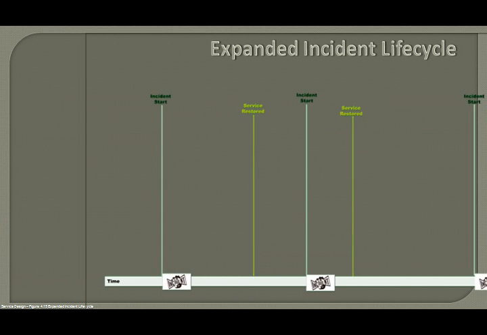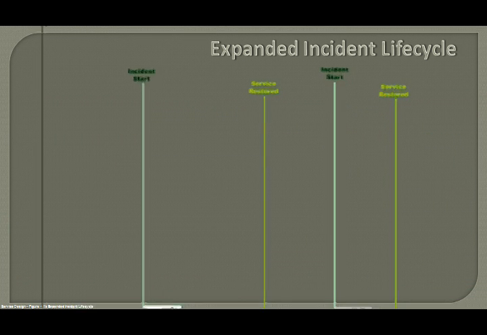The expanded incident life cycle breaks down the period of service unavailability into categories of specific activities associated with the restoration of the service in an attempt to identify and localize poor performance practices that may be candidates for remedial process improvement.